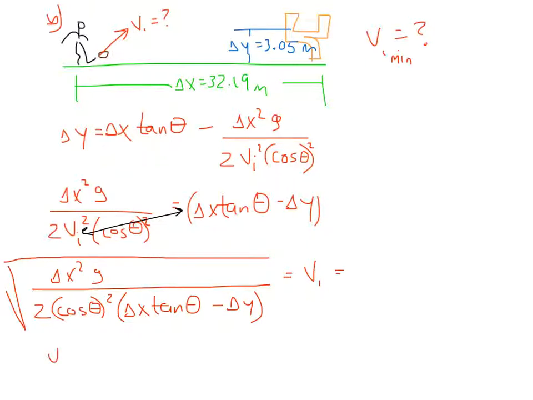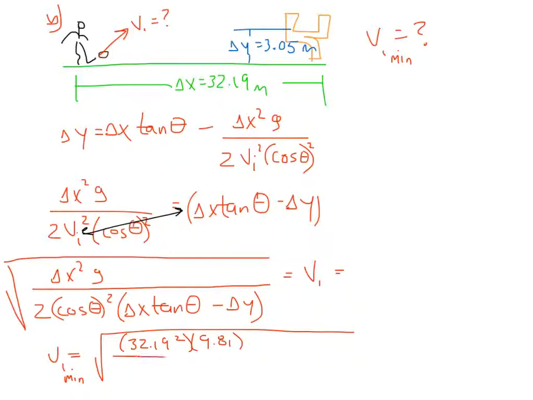I'm going to write it down at the bottom. vi is going to equal, and I should say vi min, right? The minimum initial velocity required to get it to the goalpost, because that's the very minimum it's got to cross at 3.05 meters, is going to be 32.19 squared times 9.81.